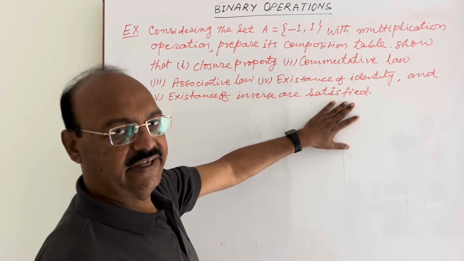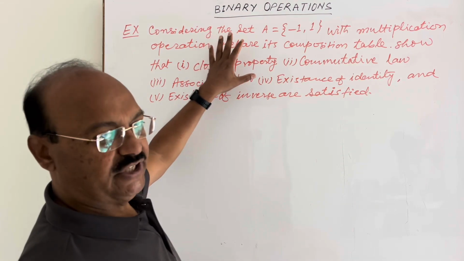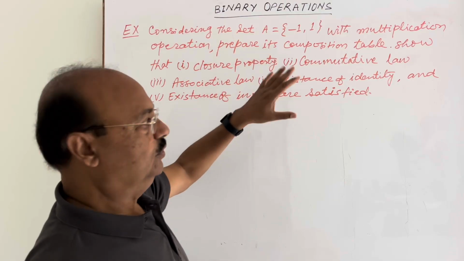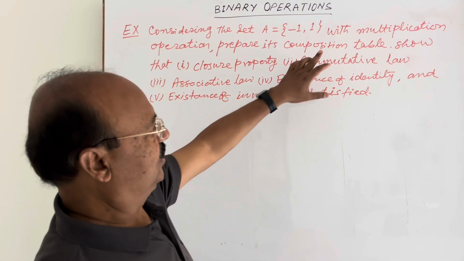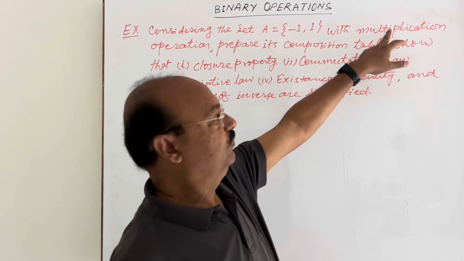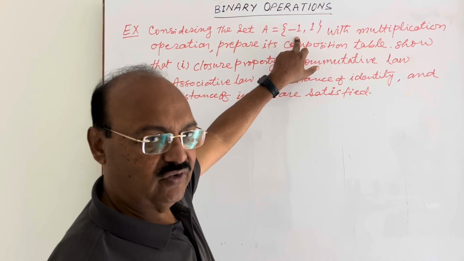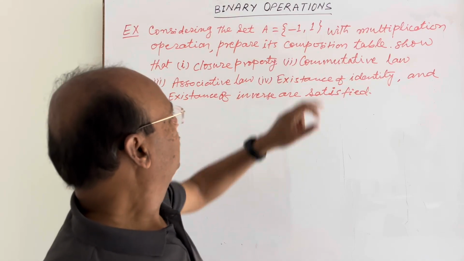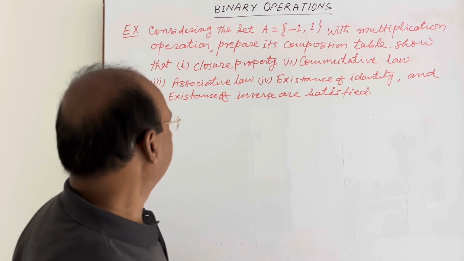are satisfied. So first of all we have to form a composition table, then we have to show that these 5 properties are satisfied with the operation of multiplication in this given set having elements -1 and 1. So first of all we'll form a composition table.